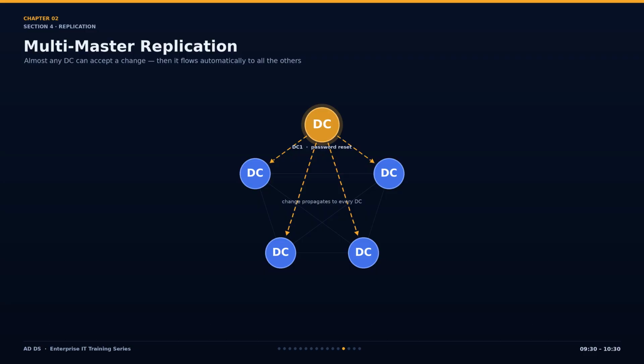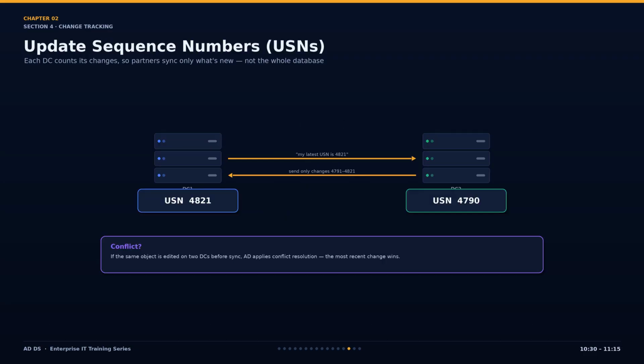Section 3, the Global Catalog. Next, let's examine the Global Catalog. The Global Catalog becomes especially important in environments that contain multiple domains within a single forest. A global catalog server stores a partial copy of every object from every domain in the forest. Notice the word partial. The global catalog does not store every attribute for every object. Instead, it stores a selected set of commonly searched attributes. This allows users and applications to perform forest-wide searches without requiring complete copies of every domain database. The global catalog serves several important purposes.